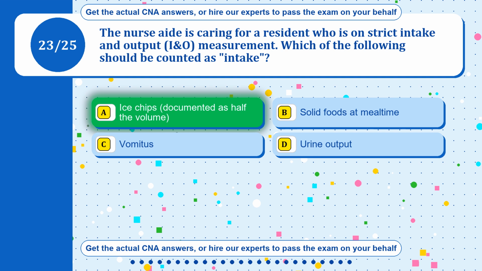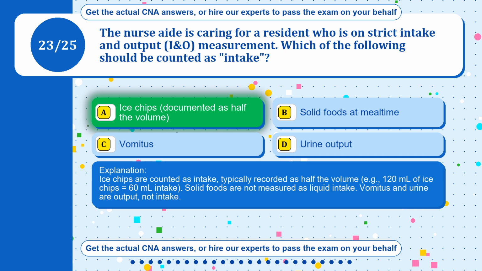Ice chips, documented as half the volume. Ice chips are counted as intake, typically recorded as half the volume. For example, 120 ml of ice chips equals 60 ml intake. Solid foods are not measured as liquid intake. Vomitus and urine are output, not intake.